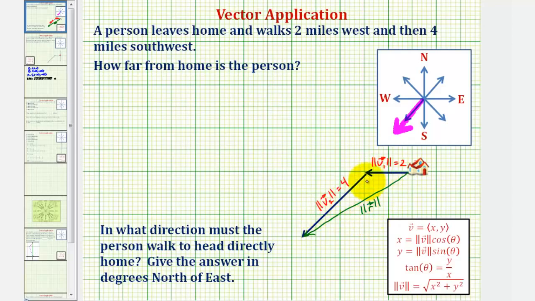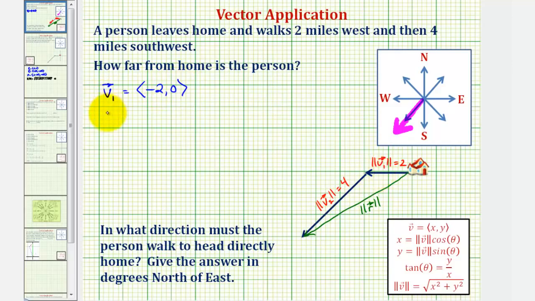So to find the resultant vector, we'll write vector v sub 1 and v sub 2 in component form, then find their sum, then find the magnitude of the resultant vector to answer this first question about how far the person is from home. Let's first write vector v sub 1 in component form. Now because the direction is west, we should be able to recognize that the x component of the vector would be negative 2, and the y component would be 0.